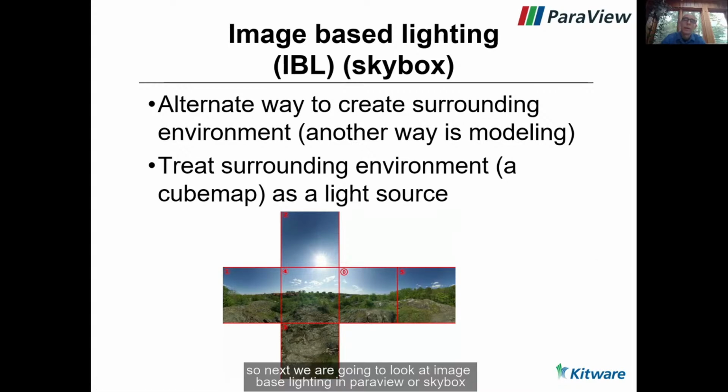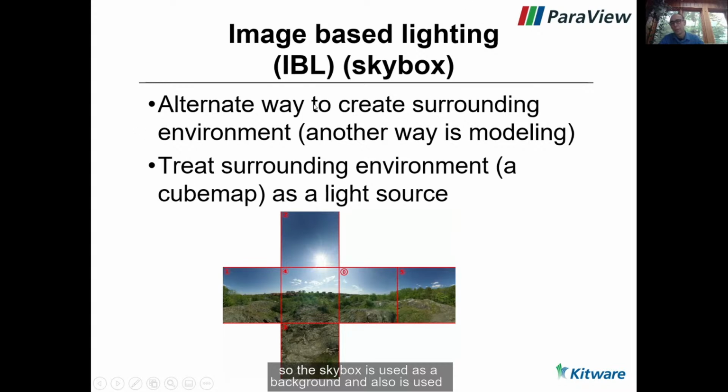Next we're going to look at image-based lighting in ParaView, or skybox. This is an alternate way to create a surrounding environment. One way to create a surrounding environment is to model it. You can create the 3D environment, but this may be time consuming, and also it's time consuming if you want to use raycasting to render that. Using a skybox is a lot easier. You can create that with an app on your phone, and it renders very fast as well.